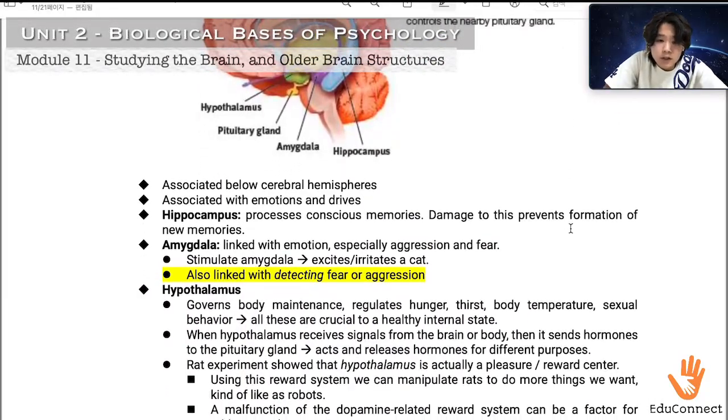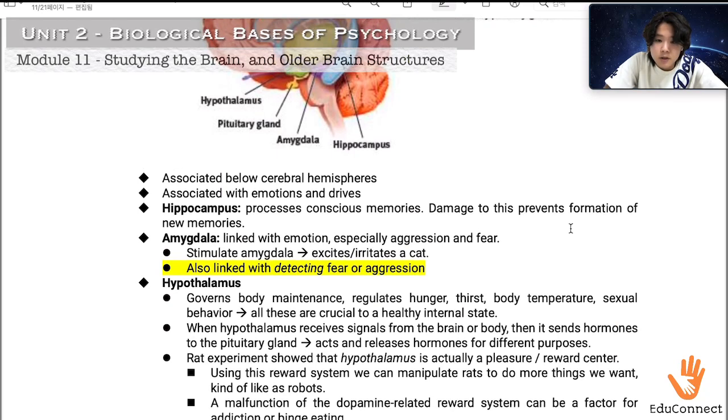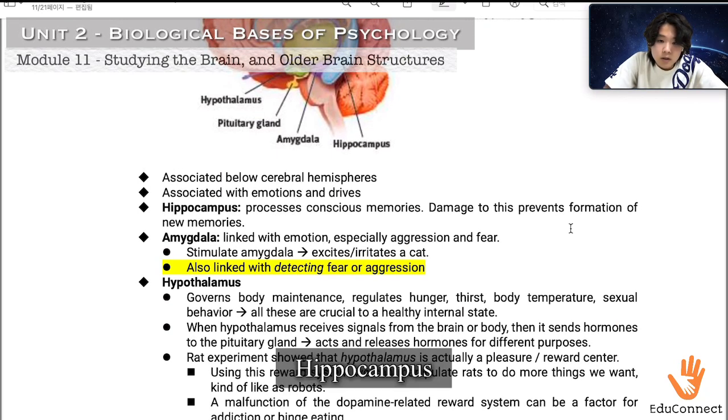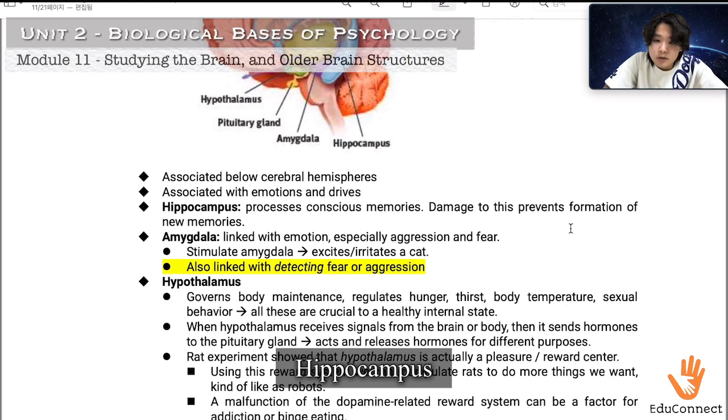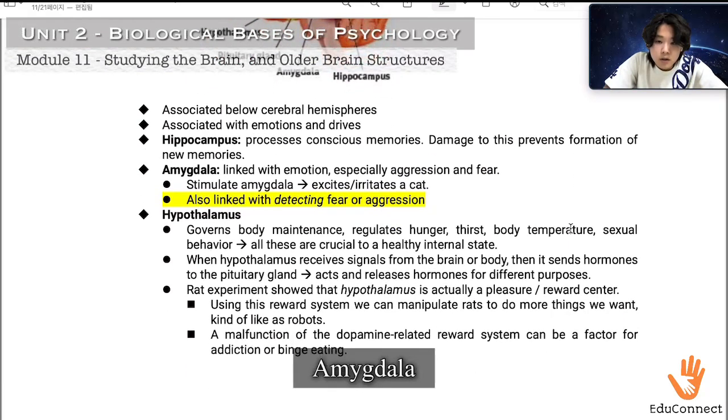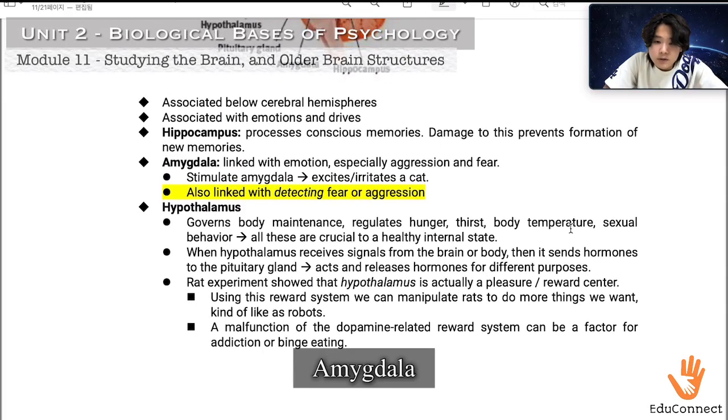Now, the structures below the cerebral hemispheres are associated with emotions and drives. And the hippocampus processes conscious memories. Damage to this prevents the formation of new memories. And the amygdala is linked with emotion, especially aggression and fear. If they stimulate the amygdala, it excites or irritates the cat. It is also linked with detecting fear or aggression.